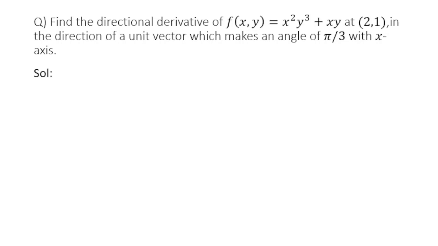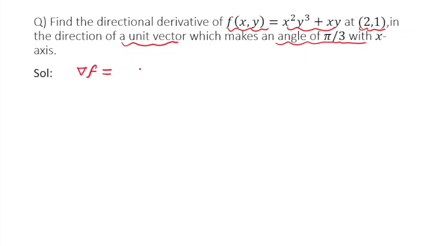So in this question, they are asking us to find the directional derivative of this function. The function here is in two variables x and y, at the point (2, 1), in the direction of a unit vector which makes an angle of pi by 3 with the x-axis. So first of all, without any confusion, I can calculate del f.